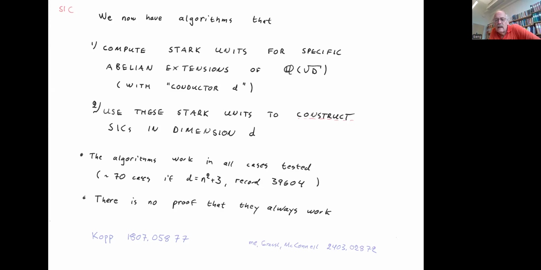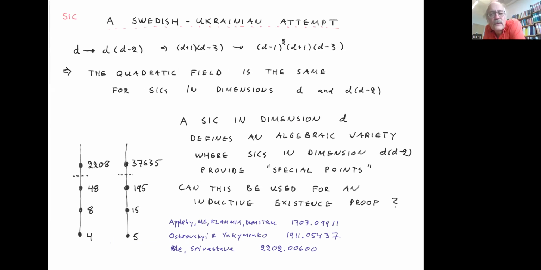But I was going to end by saying something in a somewhat different direction here. So this is one way in which we try to construct SICs and try to prove that they exist in an infinite set of dimensions. There's another approach, which, for the purposes of today, I will call the Swedish-Ukrainian.